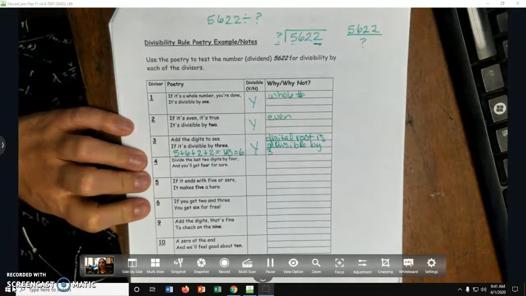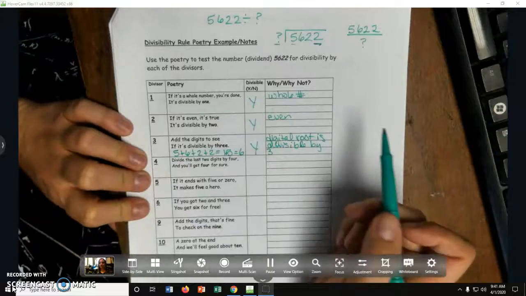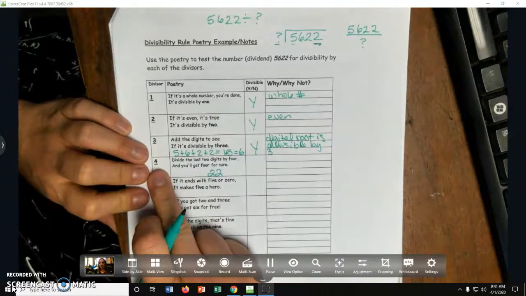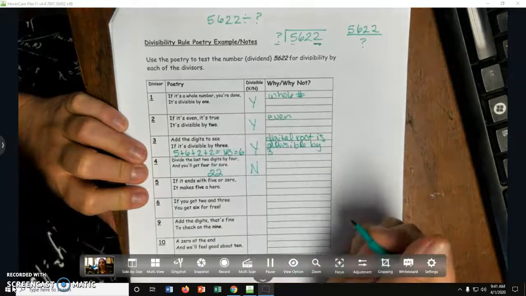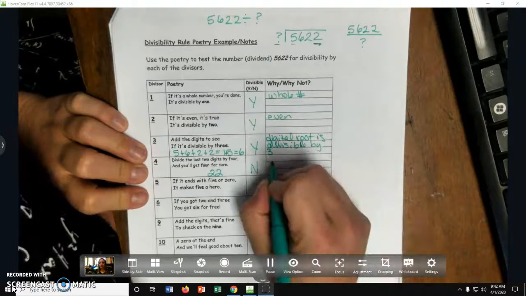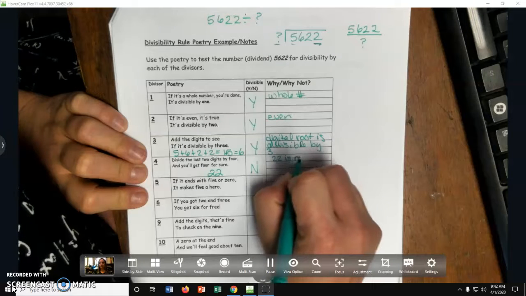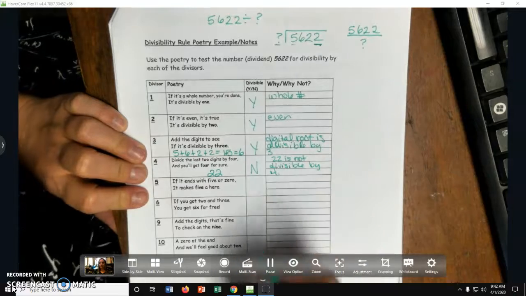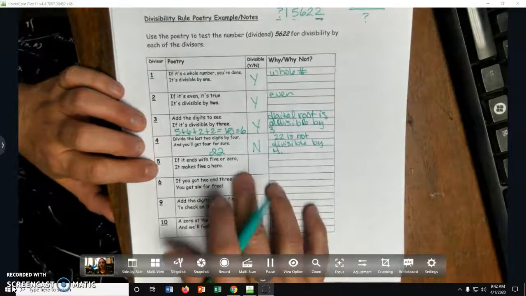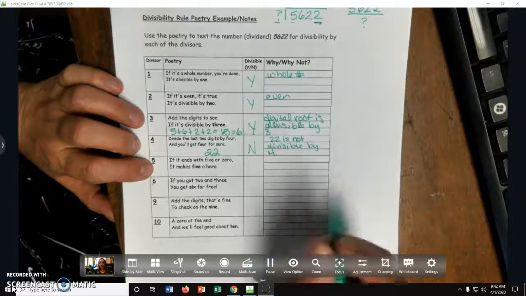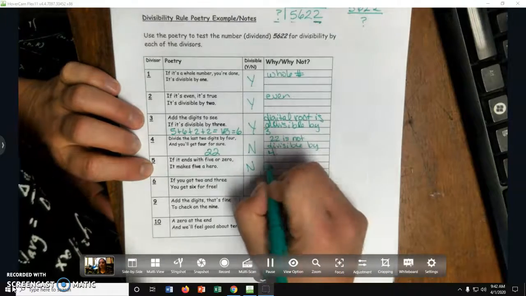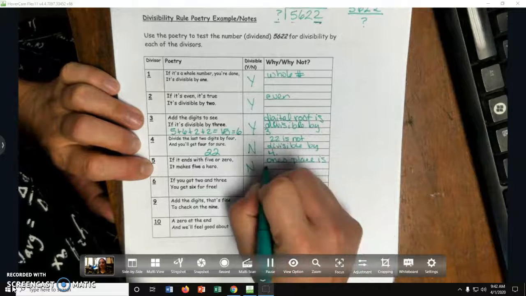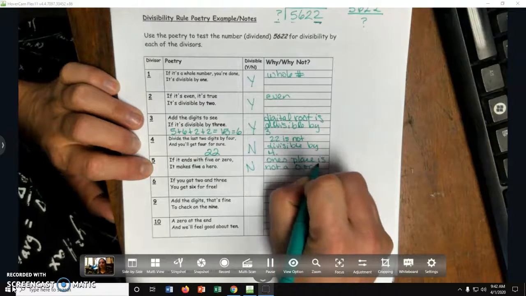4. Divide the last two digits by 4 and you'll get 4 for sure. So we're looking at the last two digits in this number. The last two digits are 22. Is 22 divisible by 4? No. Why is it not divisible by 4? Because 22 is not divisible by 4. 5: if it ends in a 0 or 5. So, is 5,622 divisible by 5? No. Why? So we can say the ones place is not a 0 or 5.